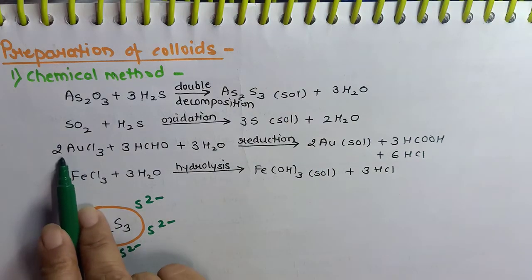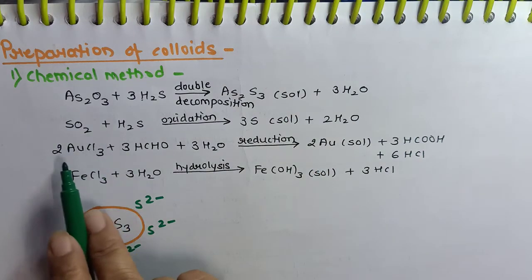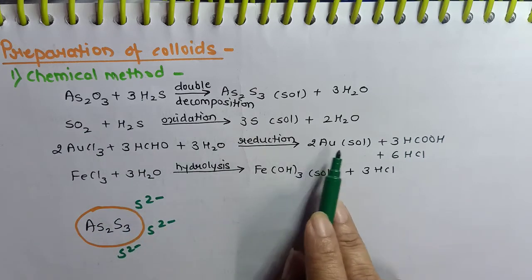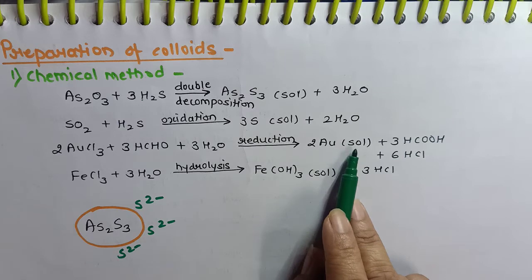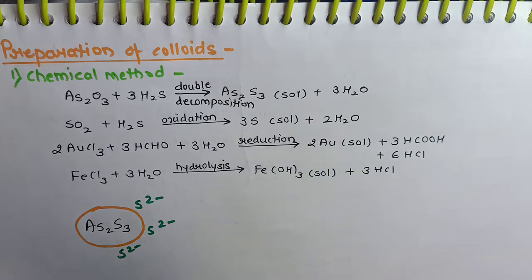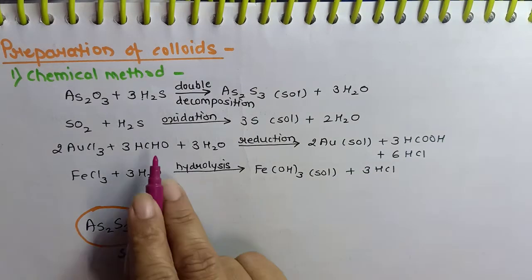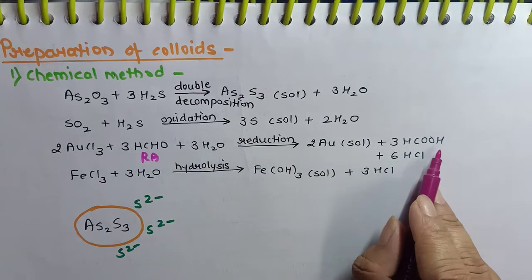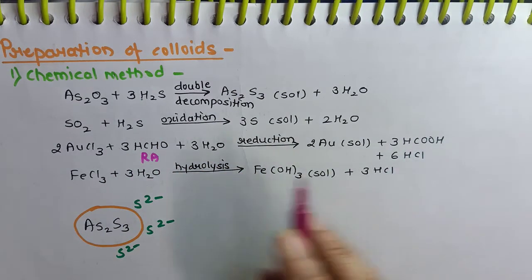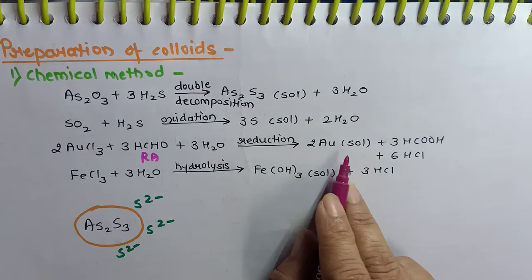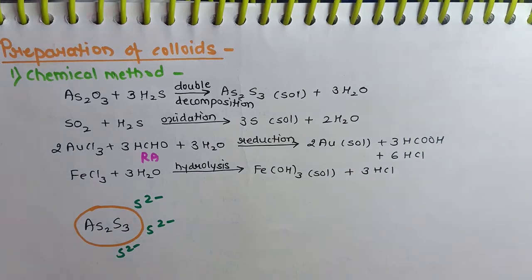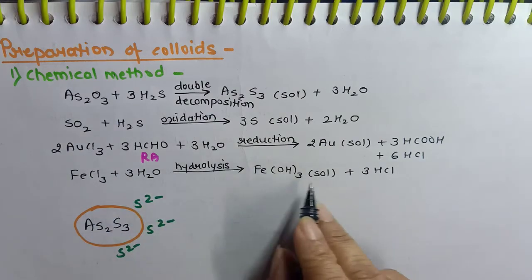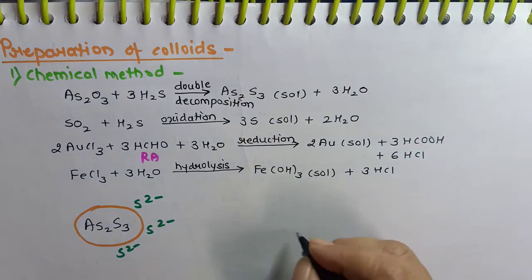Similarly, if we look at this reaction, AuCl3 plus methanol giving the sol of gold. Now what happens in this case? The methanol acts as a reducing agent and itself gets oxidized to methanoic acid, and AuCl3 gets converted to sol of gold. Coming to the next example, FeCl3 plus 3H2O will give the sol of Fe(OH)3.